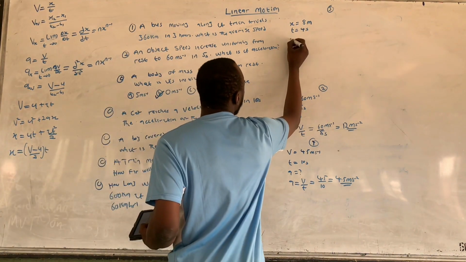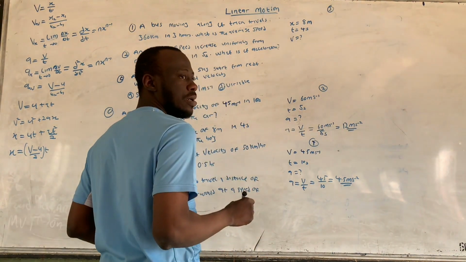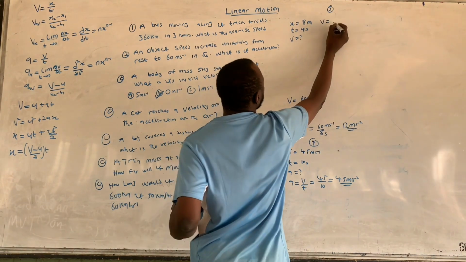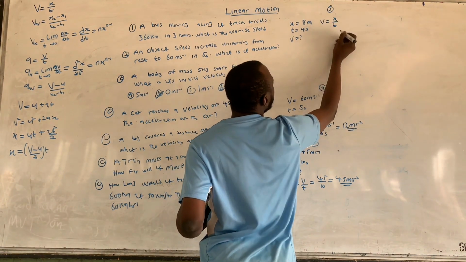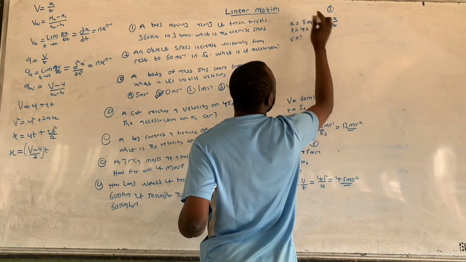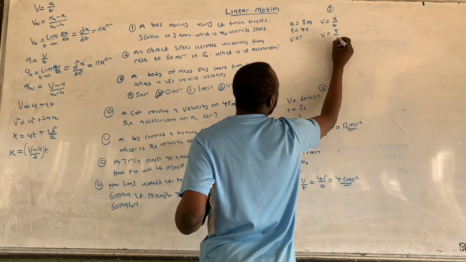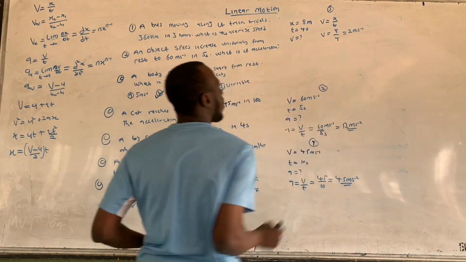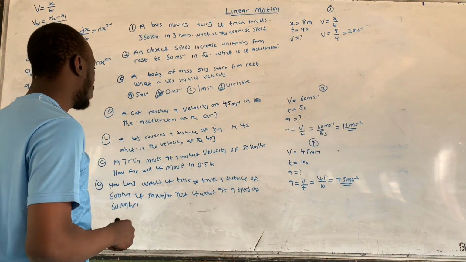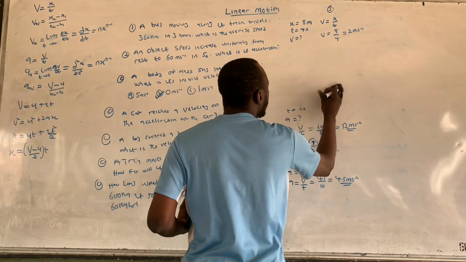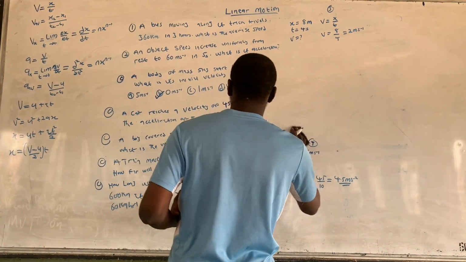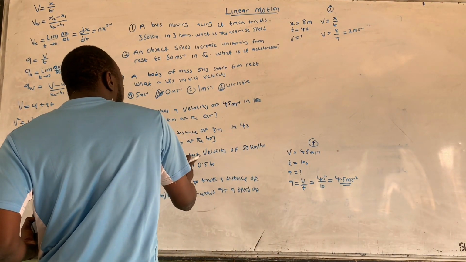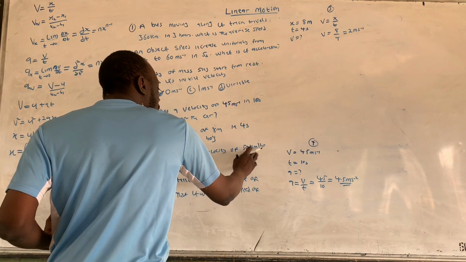V here. Remember, velocity, V equals what? X over T. V equals our x over t, 8 over 4 equals 2 meters per second. Then the next question states that a train moves at a constant velocity of 50 kilometers per hour.